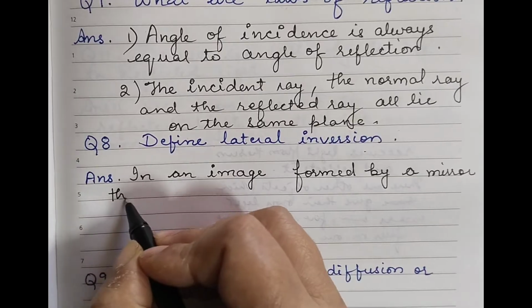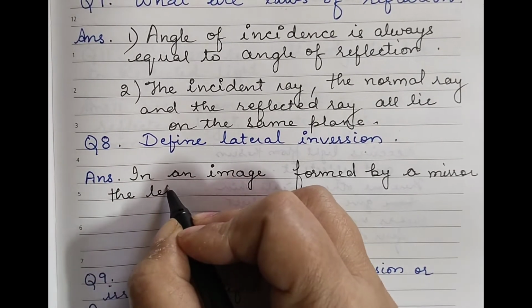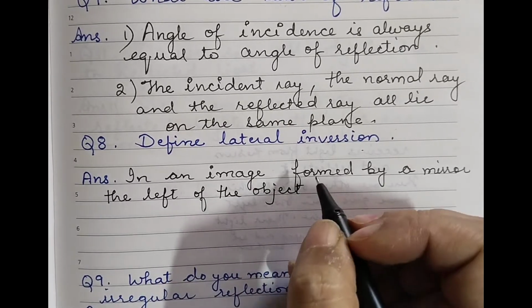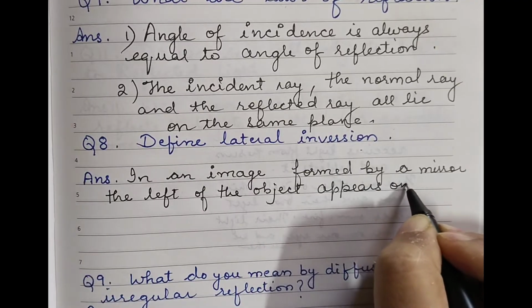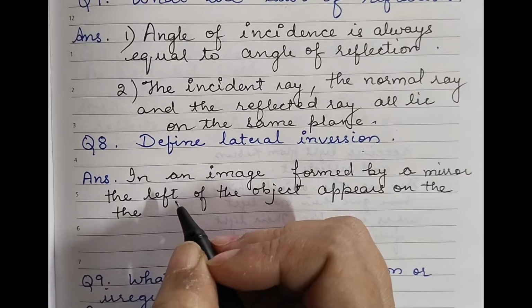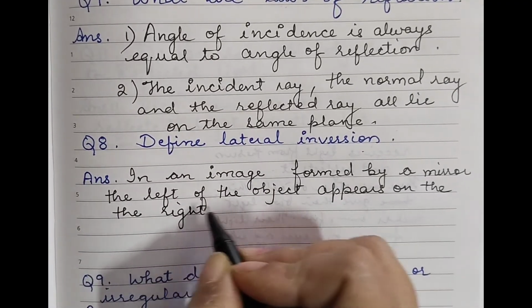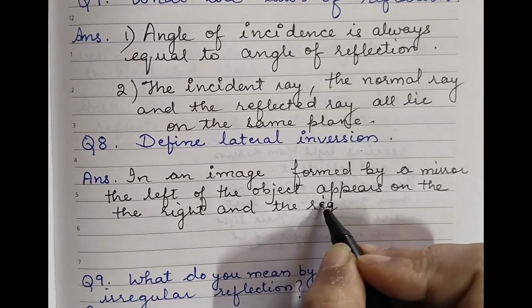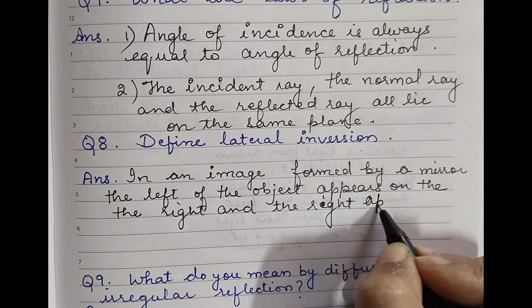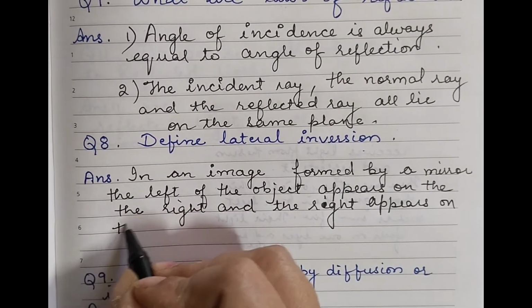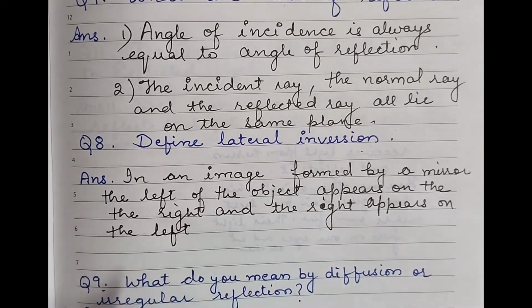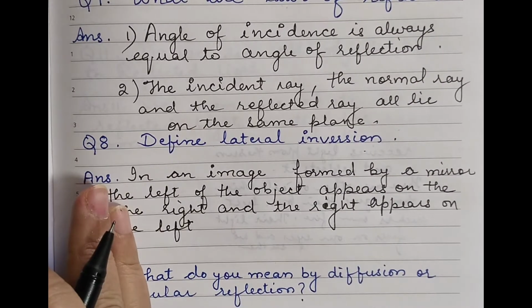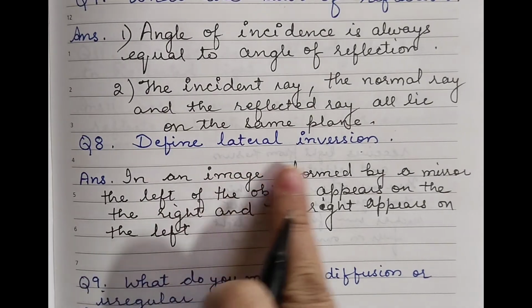the left of the object, for example our left hand, appears on the right in the image, and the right, for example our right hand, appears on the left. Our right hand appears as left in the mirror, and our left hand appears as right. This is known as lateral inversion.